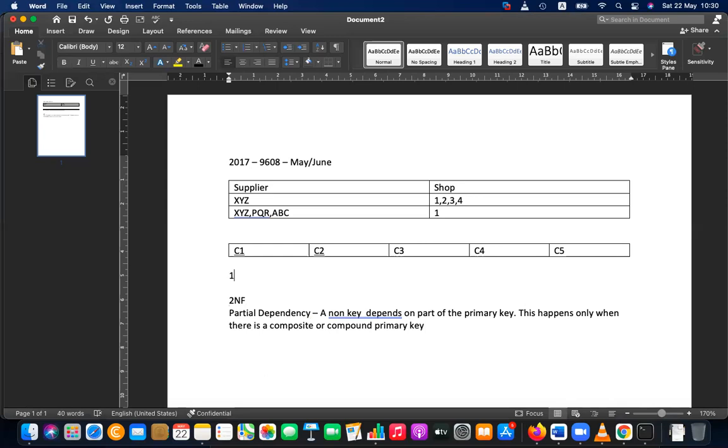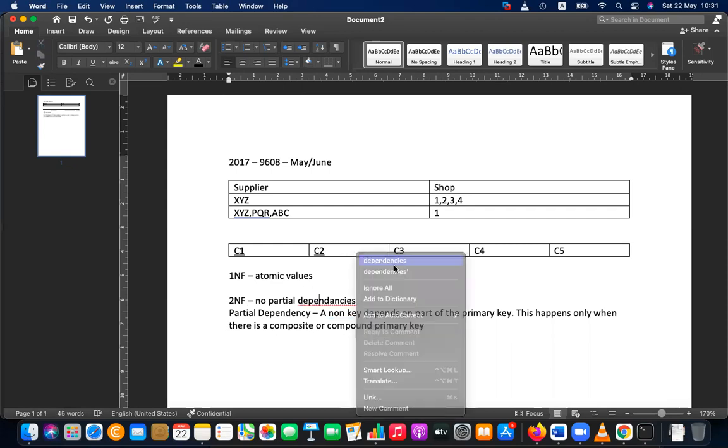1NF focuses on atomic values. 2NF is actually about no partial dependencies, right? So don't misinterpret the note. I'm telling you the key feature of each. If all values are atomic, then it is 1NF. If there are no partial dependencies, then it is in 2NF.